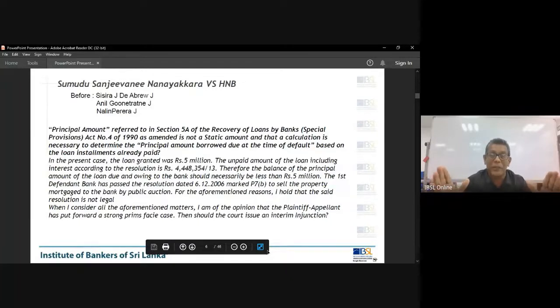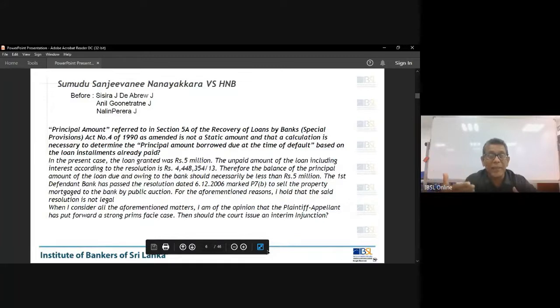The principal amount refers to Section 5A of the Recovery of Loans by Banks (Special Provisions) Act No. 4 of 1990 as amended. It is not a static amount, and a calculation is necessary to determine the principal amount borrowed and due at the time of default, based on the loan installments already paid. That's the question. So in the present case, the loan granted was 5 million, and the unpaid amount of the loan, including interest according to the resolution, is 4.4 million. So the balance of the principal amount, the loan you owe to the bank, should necessarily be less than 5 million.